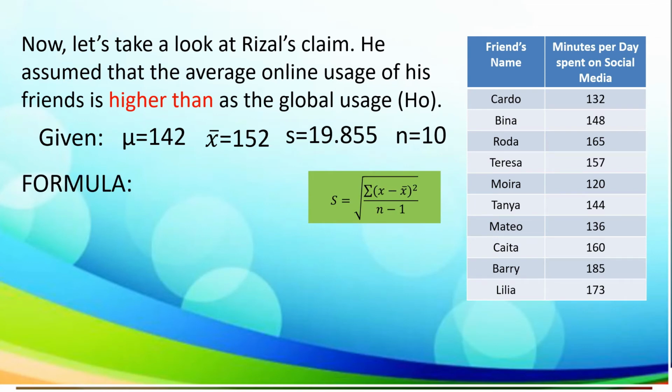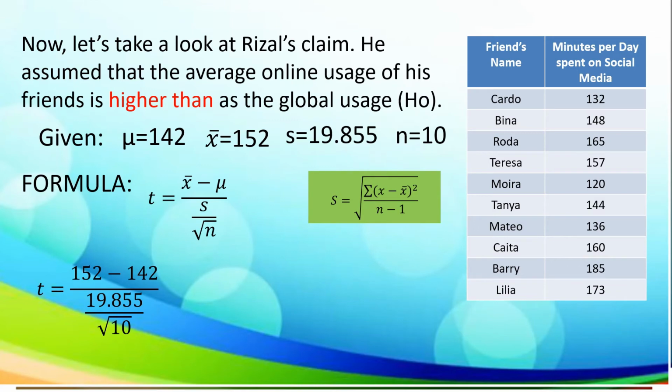Applying the formula of t-value, we have the mean of the sample minus the mean of the population divided by the quotient of the standard deviation and the square root of the sample size. Applying this formula, let us substitute the given. We have 152 minus 142 divided by 19.855 divided by the square root of 10. Using our calculator, we may arrive at t equal to 10 divided by 6.2787, and our final answer is 1.593.